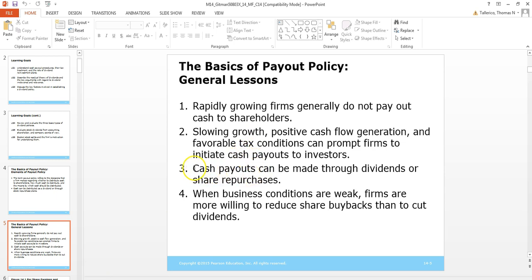All right, so as I just said, cash payouts can be done either through dividends, where the shareholders get a certain amount, and it's up to the board of directors how much and whether to issue a dividend, or through share repurchases. When things are weak, companies don't like to reduce the dividend. It gives a negative signal. So they'll be more willing to reduce share buybacks than they will to reduce the dividend. The dividend is kind of sacrosanct, and you don't want to play games with that. It just gives a bad message.